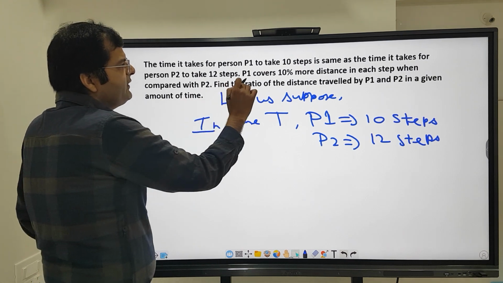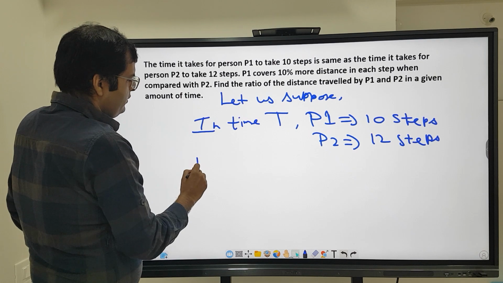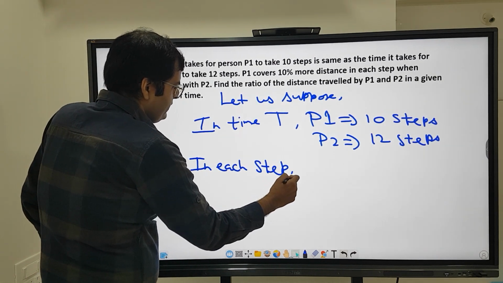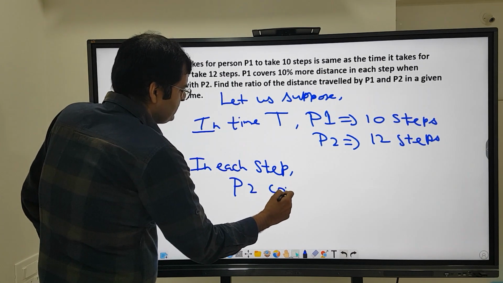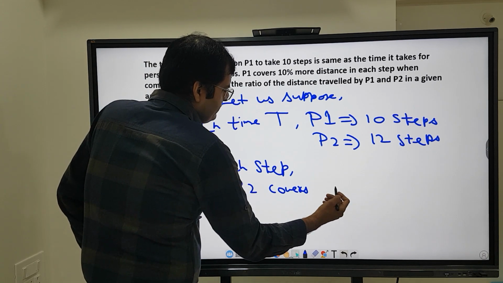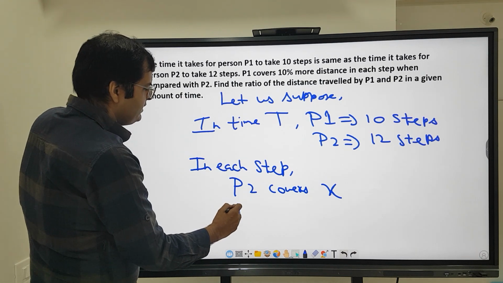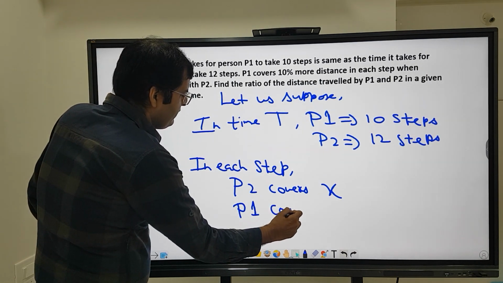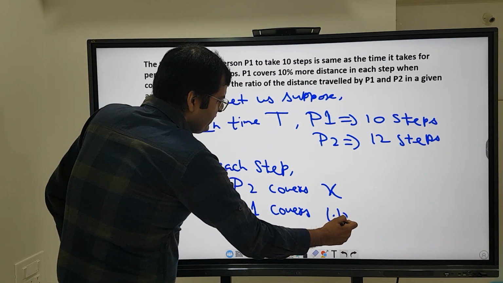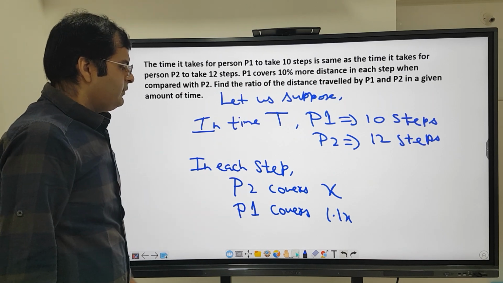Now it says P1 covers 10% more distance in each step when compared with P2. So let's say in each step P2 covers X amount of distance, whatever the unit is. P2 covers X. So P1 will cover how much? P1 covers 10% more than X, which is 1.1x. So in each step P2 covers X, P1 covers 1.1x.